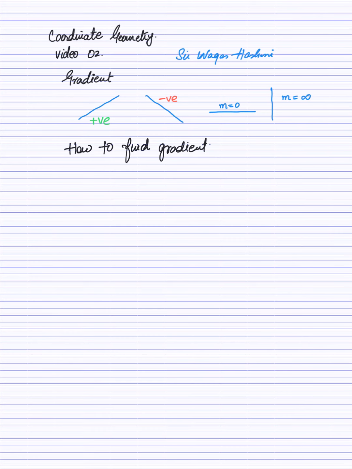Basically there are two ways to find the value of gradient. Let's suppose that when coordinates are given, you need to apply the working formula, and the working formula states that m is equal to y2 minus y1 divided by x2 minus x1, right? And in my previous video we had observed how we find the values of x1, y1 and x2, y2. These are the coordinates of a point. So when you have coordinates, you need to apply the working formula.